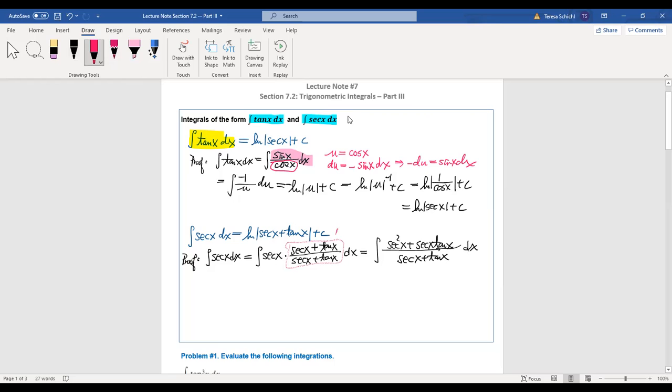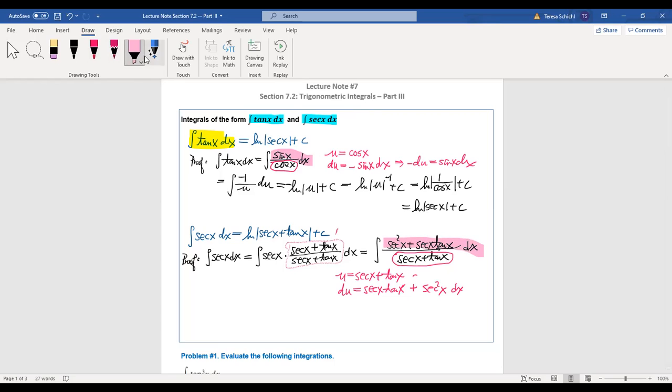Now I can use the u sub again. So I will say u is equal to the secant x plus tangent x. Then what is my du? The du will be the secant x derivative. What is the secant x derivative? It's secant x tangent x. Now, what is the tangent x derivative? Secant square x dx. See here, that's why the top all becomes the du.